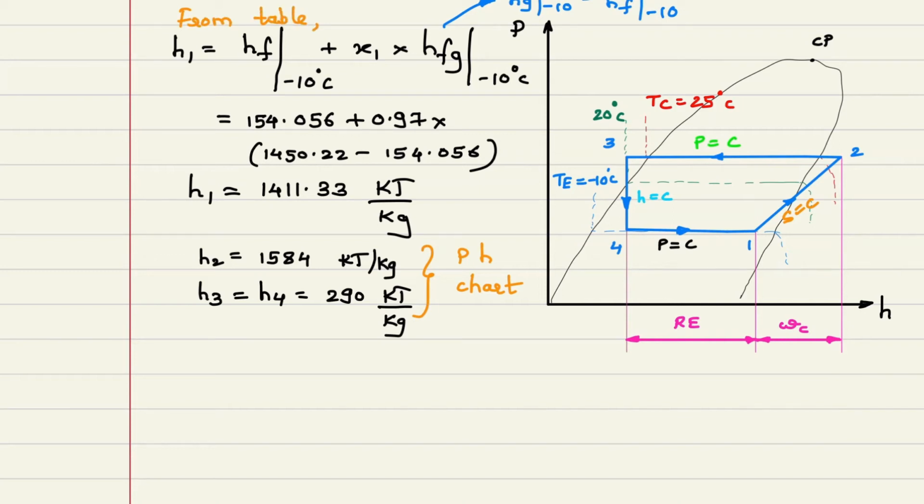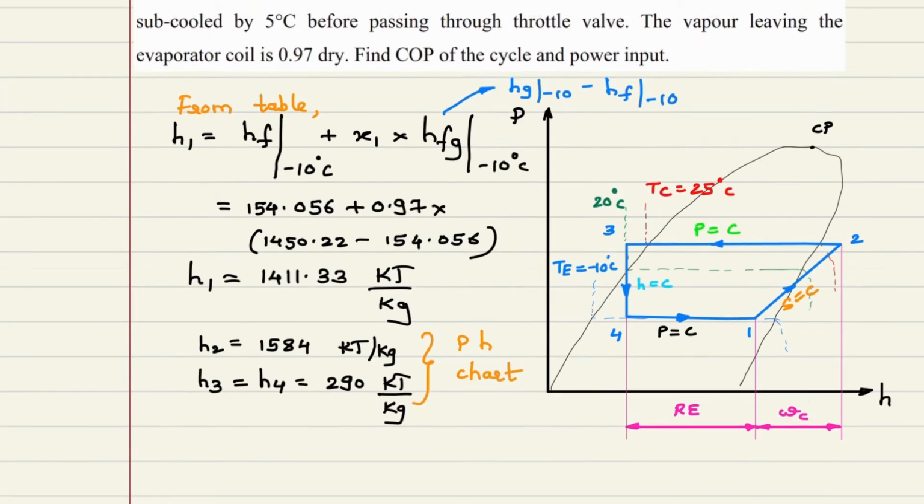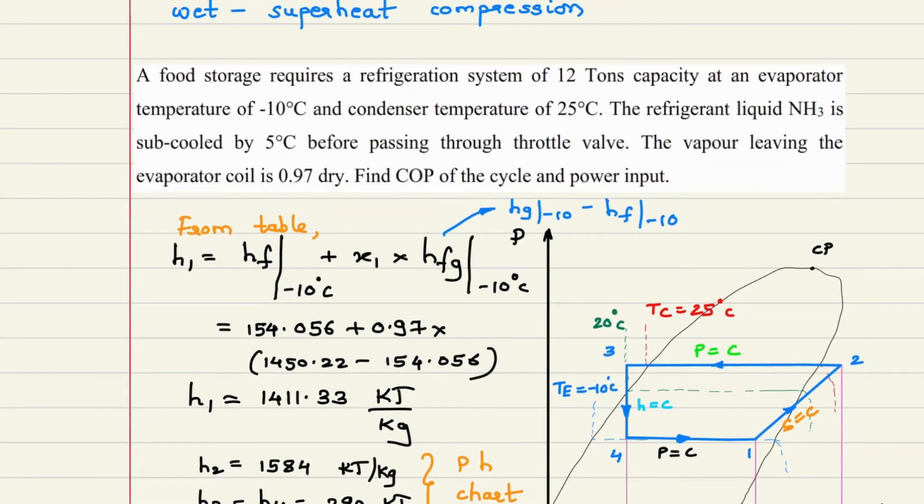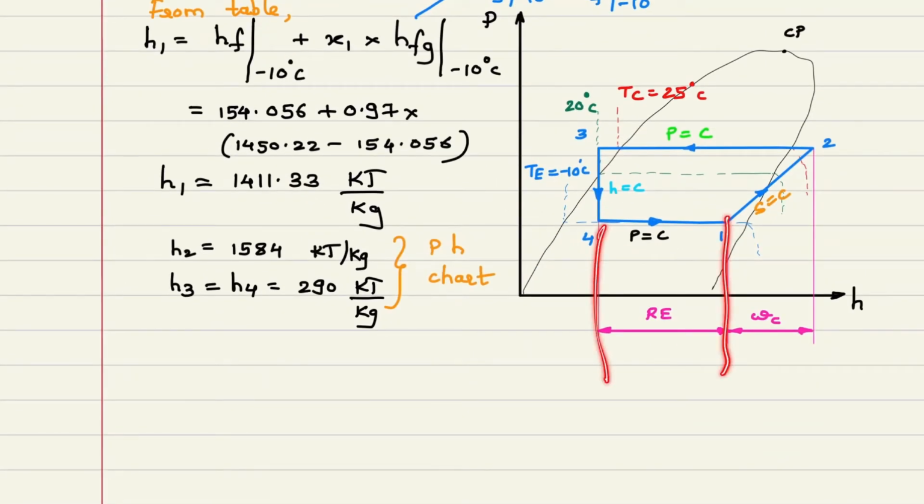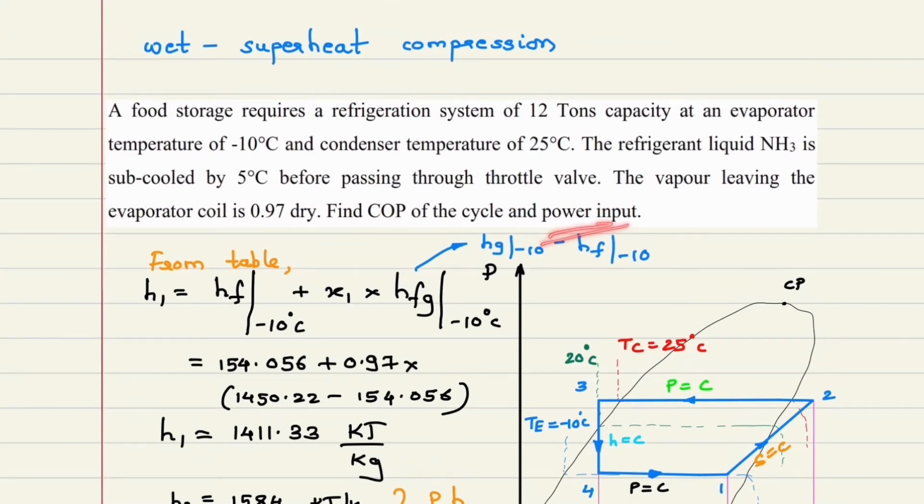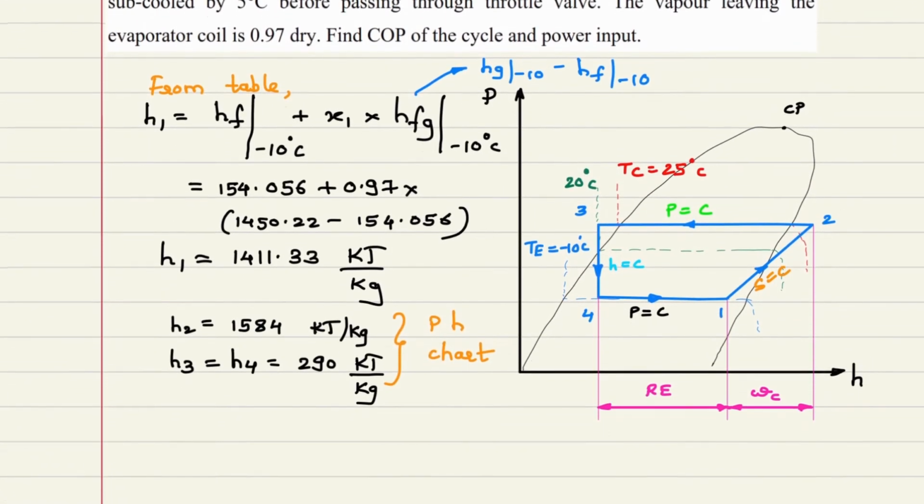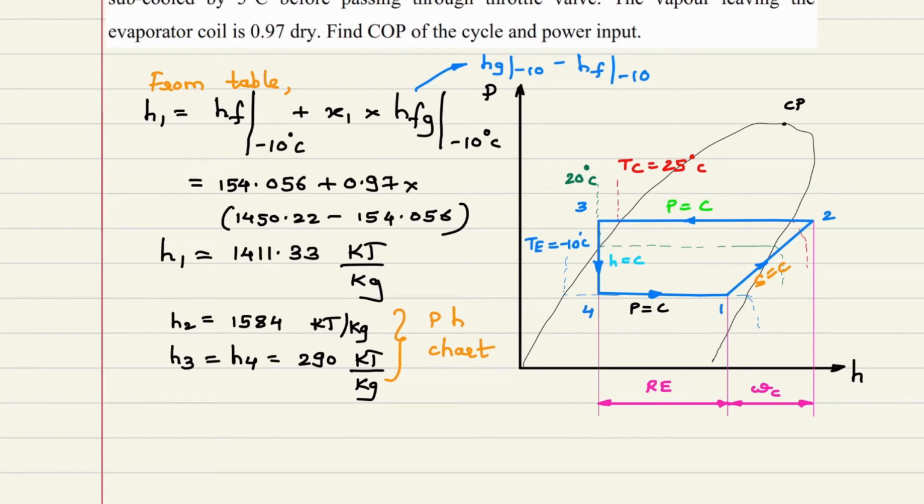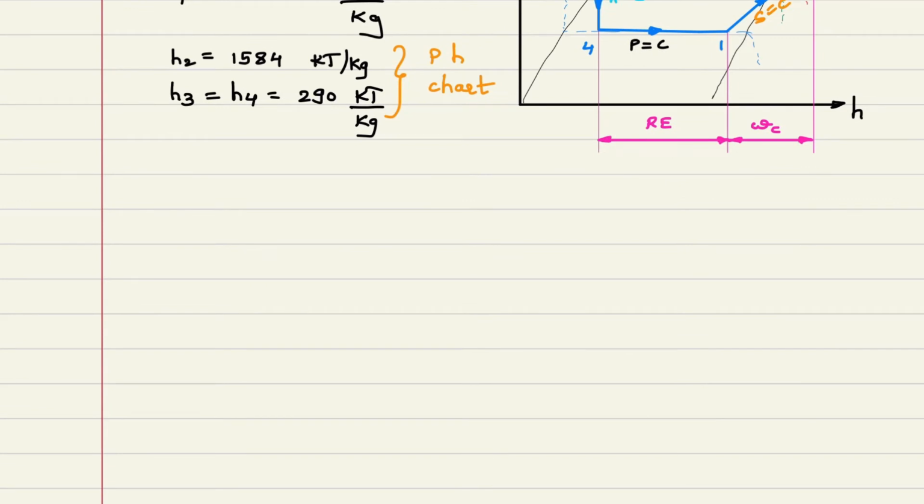Now after calculating all the enthalpies, whatever is asked in the question we can calculate. So what is the first question? Find the COP of the cycle and power input. COP of the cycle will be refrigerating effect, which is H1 minus H4, upon compressor work, H2 minus H1. And power input to the compressor, you have to consider mass flow rate, so mass flow rate times H2 minus H1. So we will calculate the first part, COP.